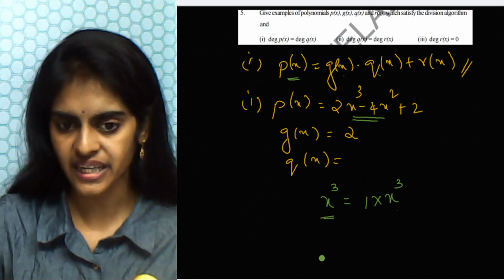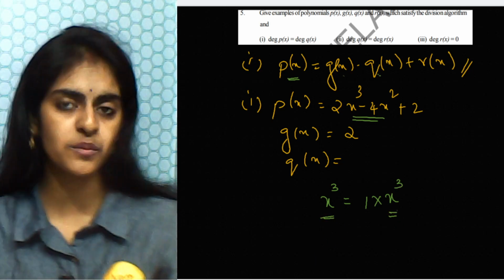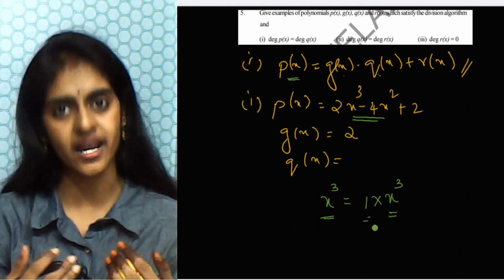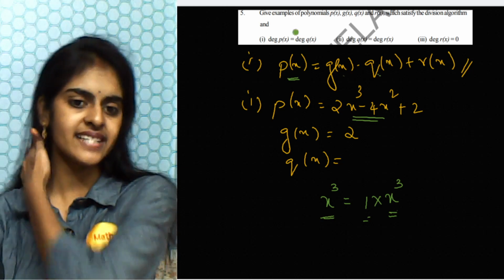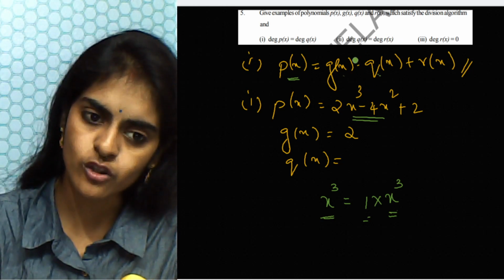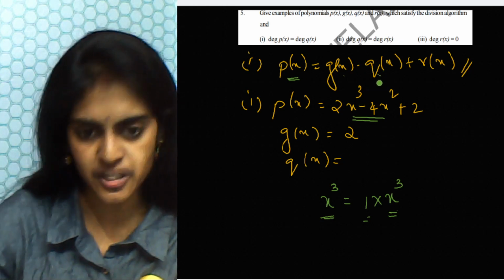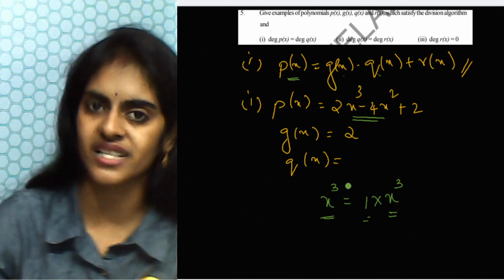I have x cube here. I should get the same x cube here. That means I have to multiply with 1 or some constant in this case. So I have p of x as third degree. So q of x also I should get of third degree, which means g of x should be a constant.